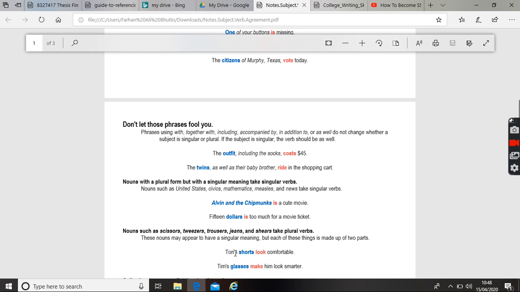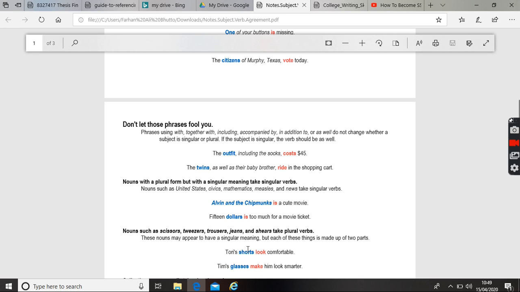So when you say Tony's shorts look comfortable, we cannot say Tony's shorts looks comfortable, because shorts is a combination of two things. There are two parts of the shorts. We cannot say just short. And we can never say scissor, only scissor. We always have to say scissors. Trousers, we cannot say trouser.